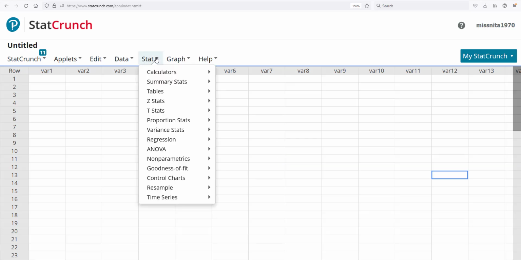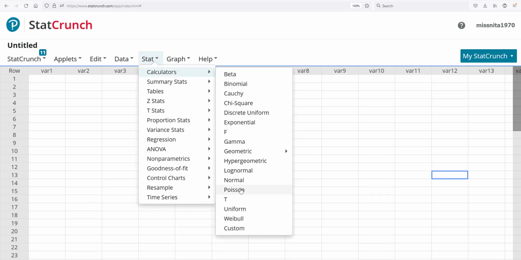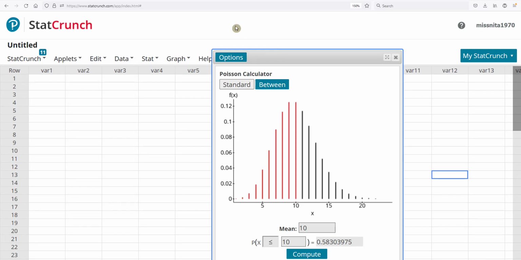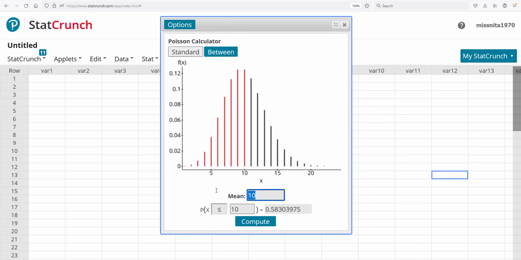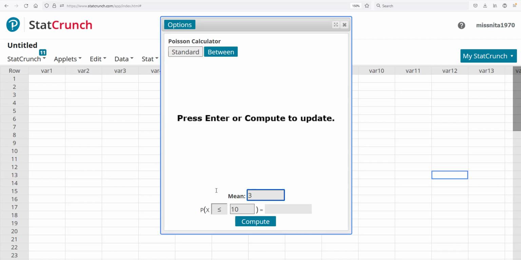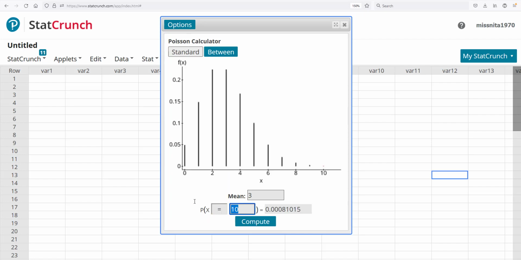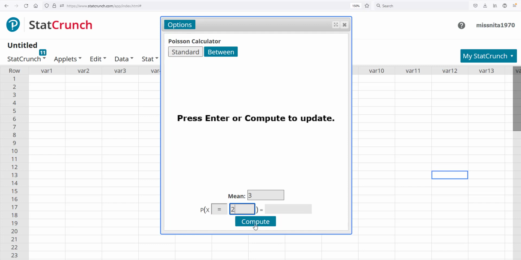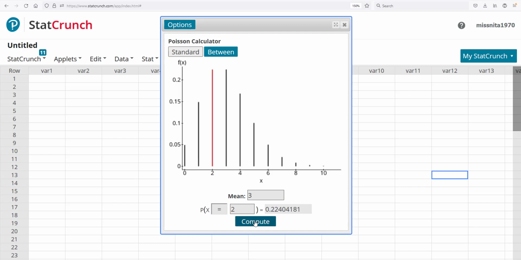Let's go ahead and try this with technology. Let's use StatCrunch. With StatCrunch, we're going to go to Stat, Calculator, and we're going to go down to Poisson. And then we're going to enter the mean. The mean in this case is lambda, which is 3. We want x equal to 2. When I hit compute, I get my answer, 0.2240. That's the same thing we got when we did it by hand.